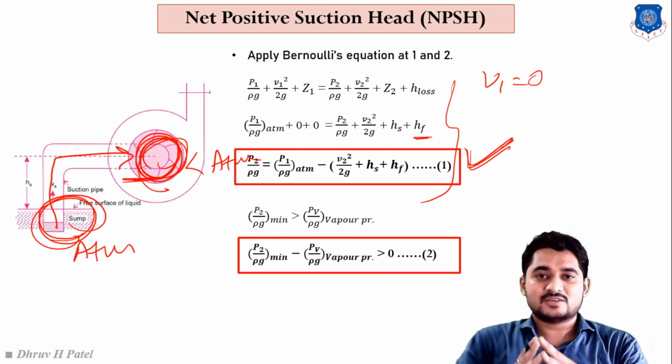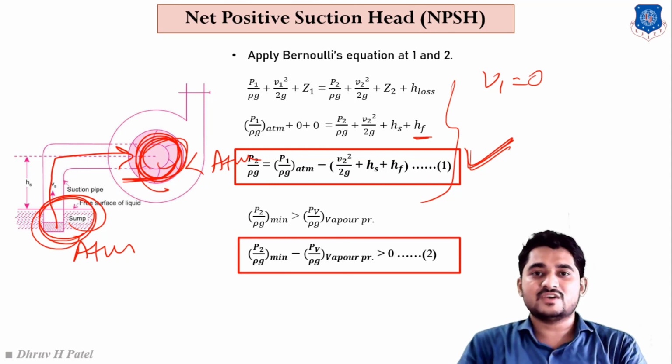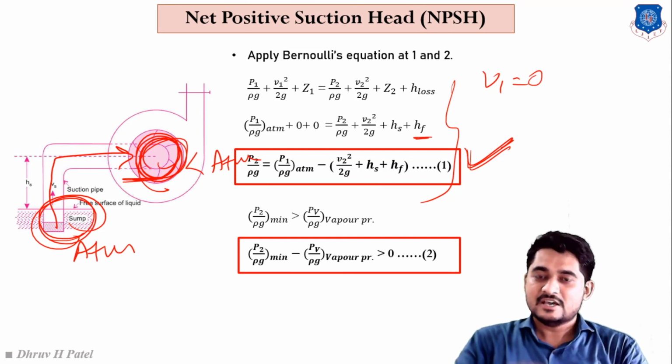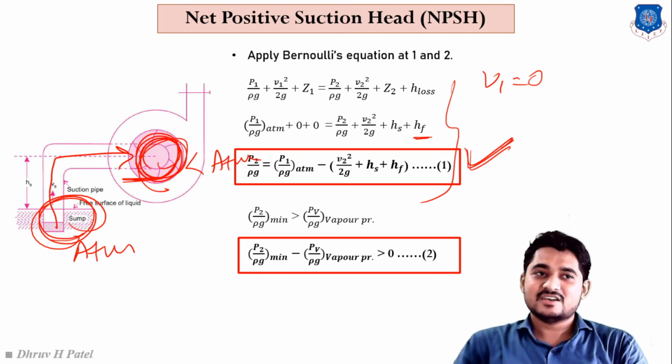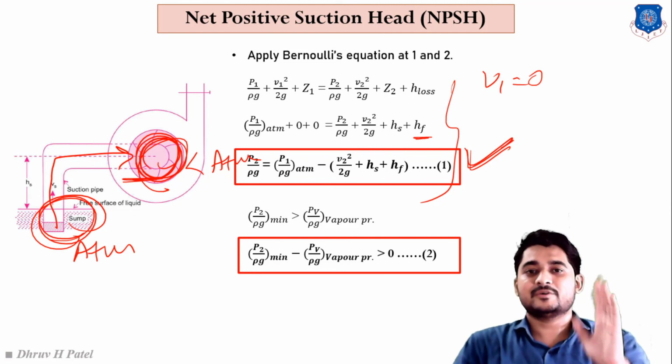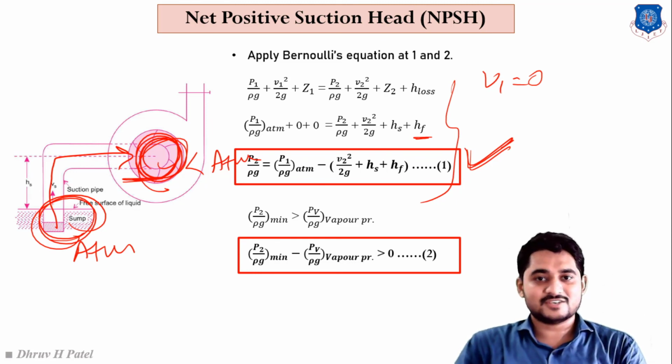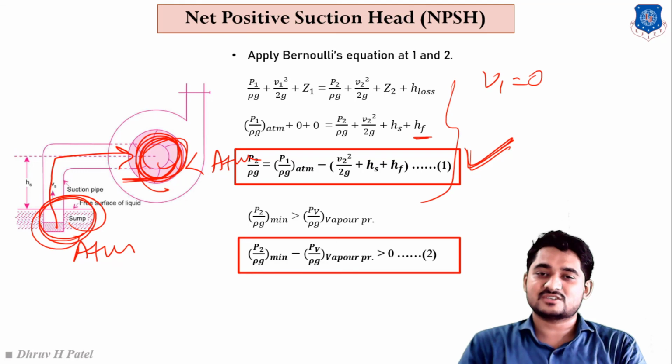Clear? For that reason, the center side pressure will always be lower than the atmosphere pressure for easy suction of the centrifugal pump. And for the removal of vapor formation and cavitation, pressure will be higher than the vapor pressure of the liquid. Clear students? That is known as net positive suction head, right?